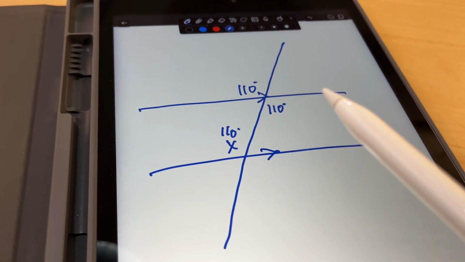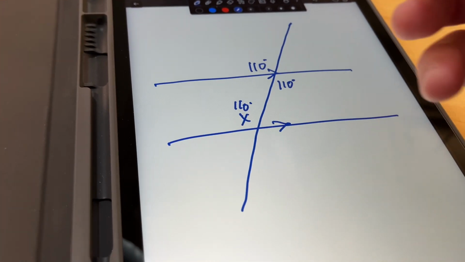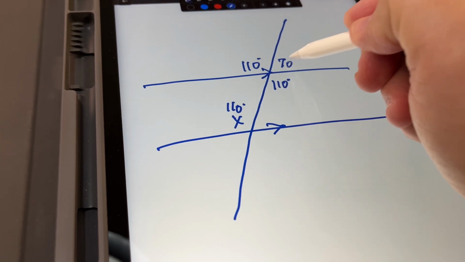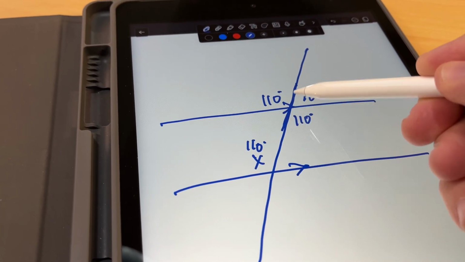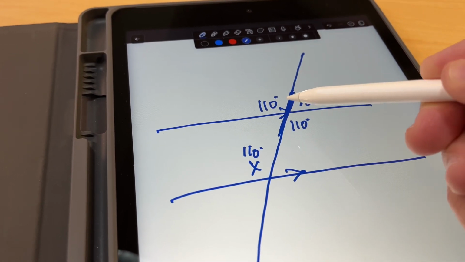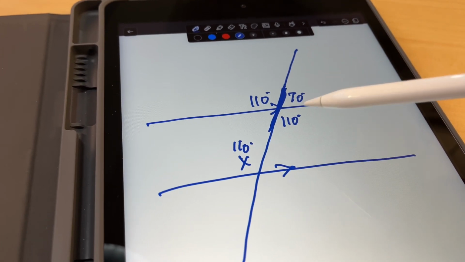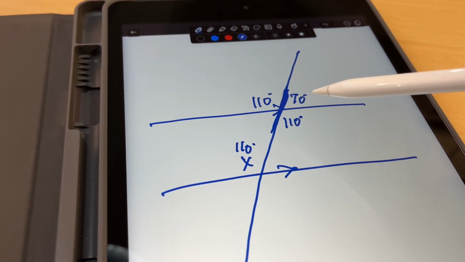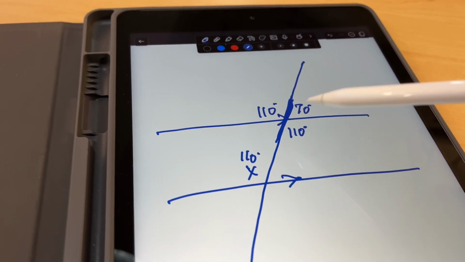Now, something else we could do, like what if somebody said, hey, what's this angle? So we know this angle is 70 because this is a linear pair. This line right here, this is a line, and these two angles make up that line, so that's called a linear pair. Linear pairs are always supplementary, and that means that they add together to be 180 degrees. So I knew this was going to be 70 because this was 110, so that's got to be 180 degrees.